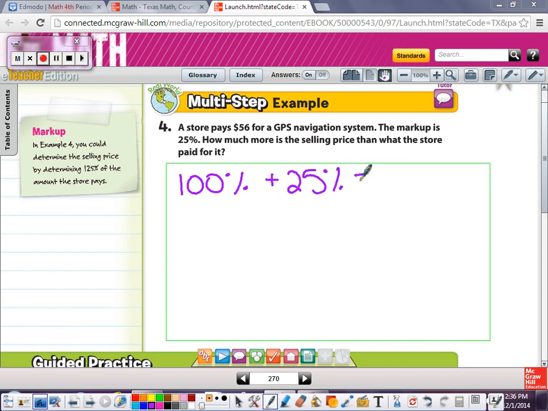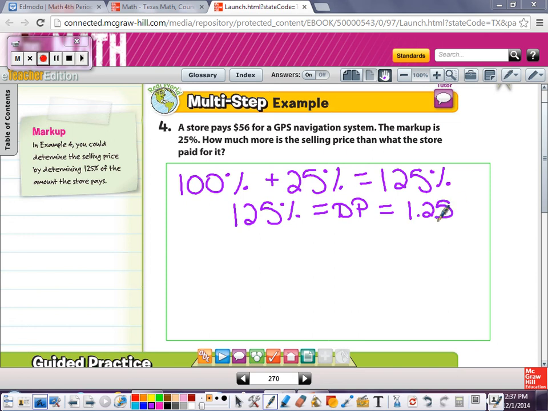So together, that's a total of 125%. But remember, we don't work with percents. 125% needs to be turned into a decimal. So I'm going to use DP. That means take your percent and turn it into a decimal. You move the decimal point 2 times to the left. It's right here. It's invisible. I'll move it over once, twice. I get now a decimal number of 1.25.